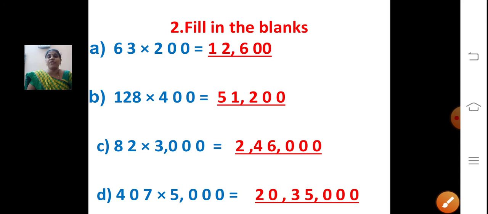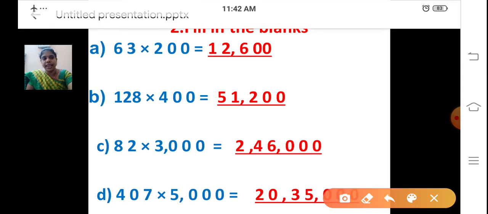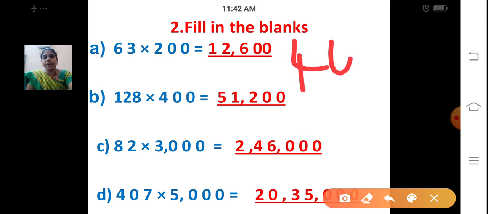407 into 5,000. We are going to multiply 407 into 5,000. What you have to do? Place 3 zeros at the end. So write 3 zeros at the end. Now what you have to do? Multiply 407 into 5.